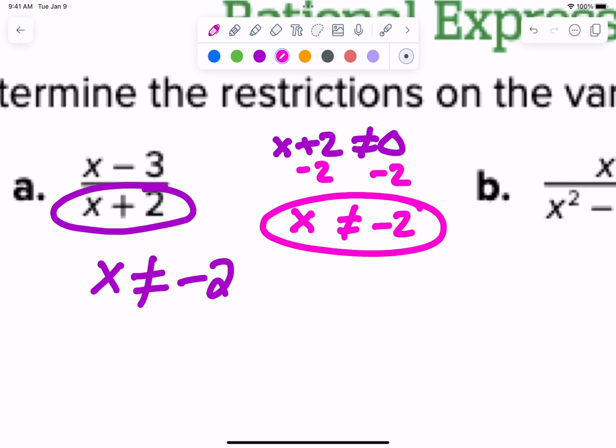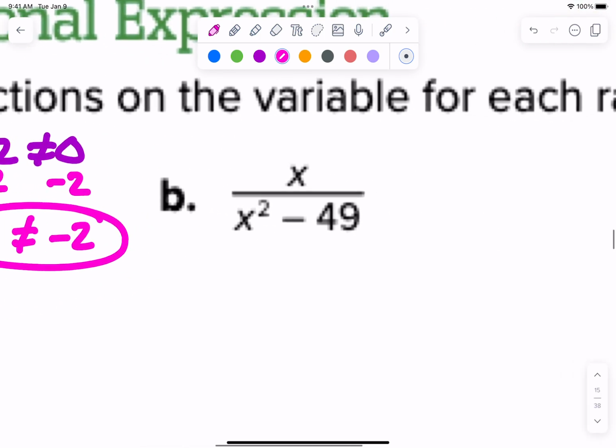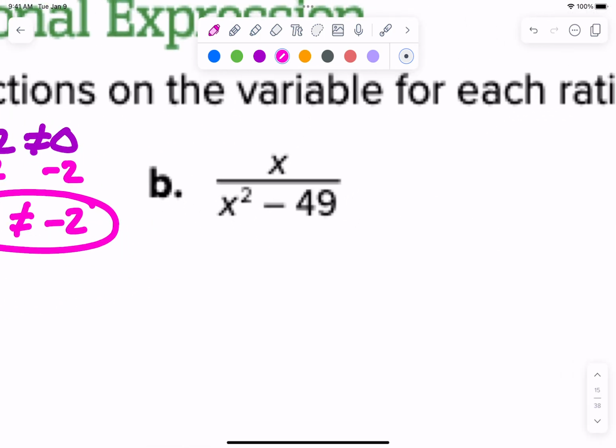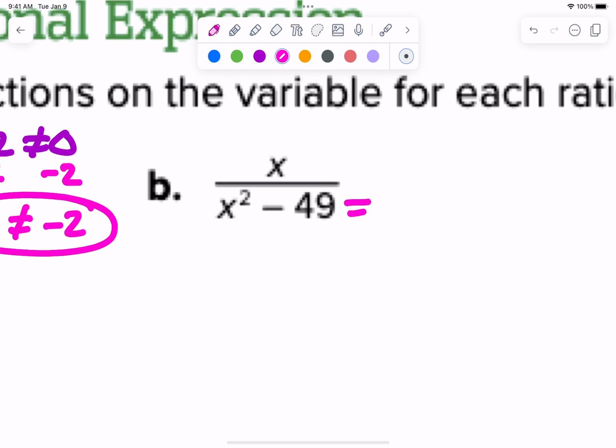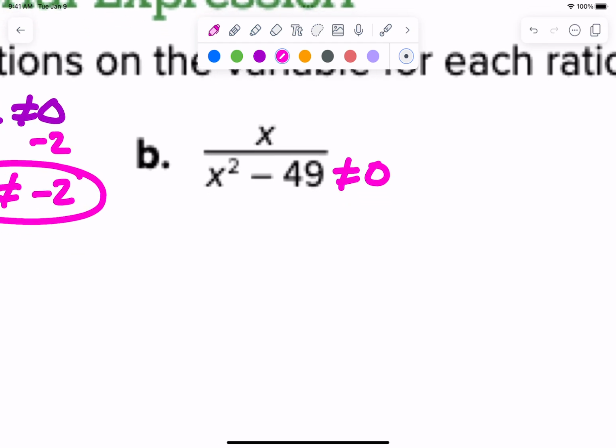All right, B. I don't want that bottom to be 0. I don't have to worry about a negative inside a square root. So here's the deal. If I say that bottom can't be 0, that bottom is a difference of squares. So you can do this 2 different ways. You can say that can't be 0 and add the 49 over, so x squared can't be 49.